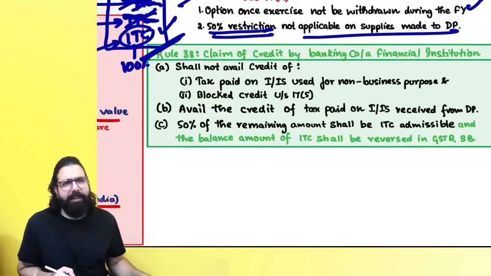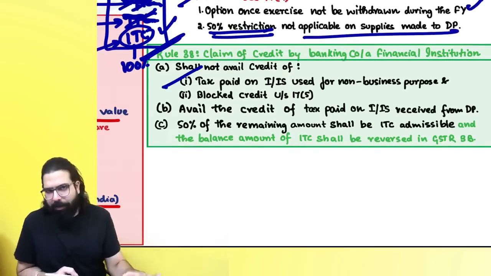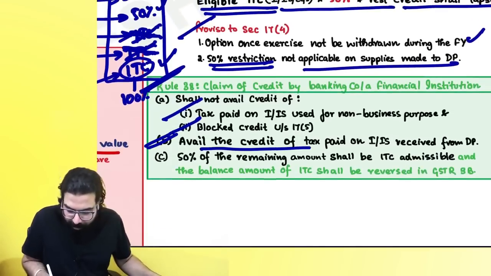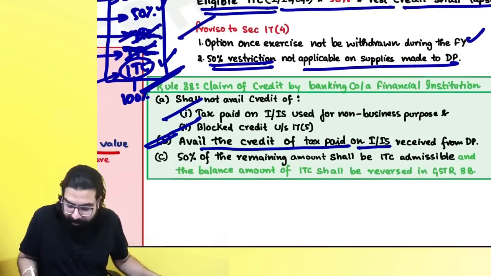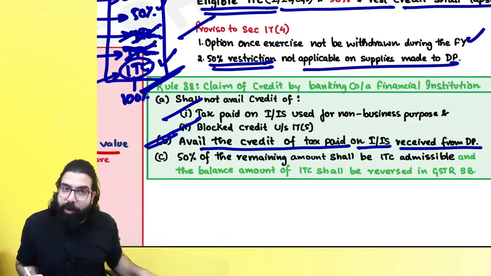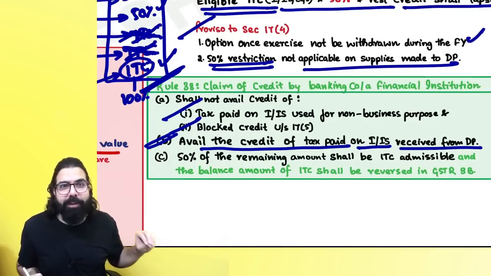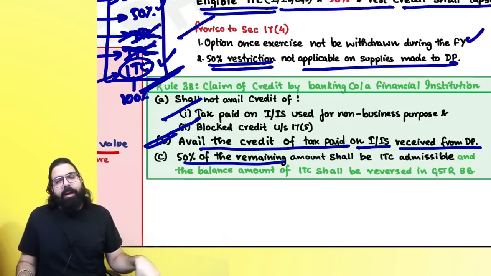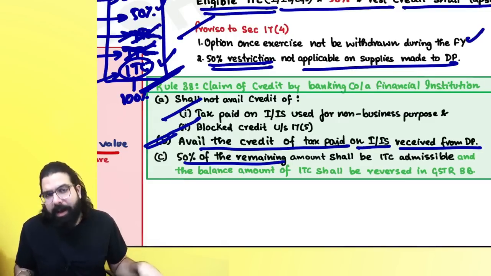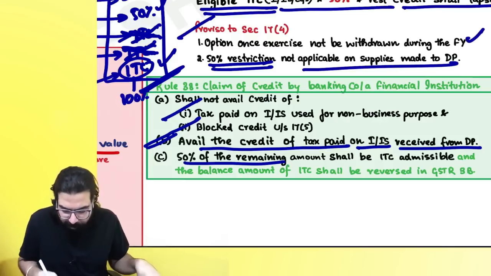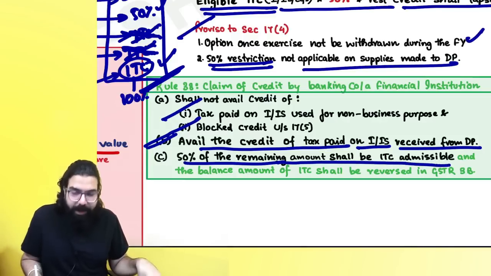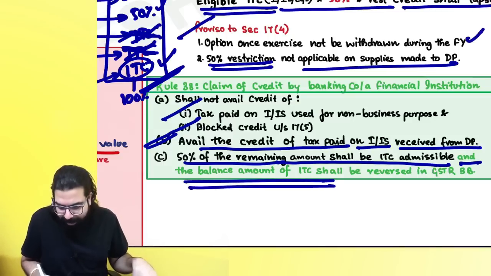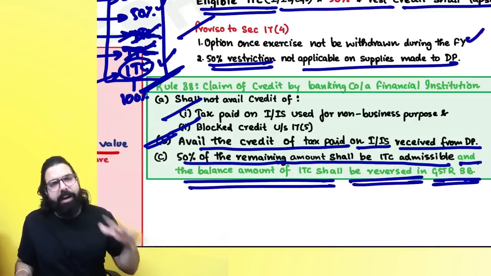Rule 38 goes ahead and says, sir, if you are buying anything for non-business purposes, don't take the credit. If blocked credit, don't take the credit. Sir, avail the credit of tax paid on inputs or input services received from a distinct person. Whatever is received, 100% credit, and remember, always 50% of the ITC you can take. The remaining 50% will lapse. So it says 50% of the ITC shall remain admissible with respect to inputs, input services and capital goods, and the balance of ITC you have to reverse in your GSTR 3B.